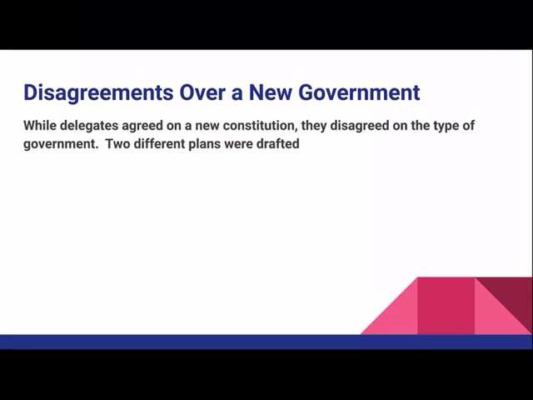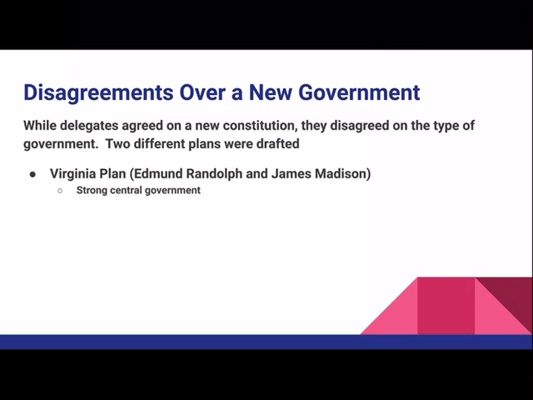And so while we do see the delegates agreeing on a new constitution, they disagreed pretty much on the type of government that the country needed. So two different plans were drafted. First, we have the Virginia Plan. This was developed by Edmund Randolph and James Madison. They're from Virginia, okay? So they believed that they needed a strong central government.